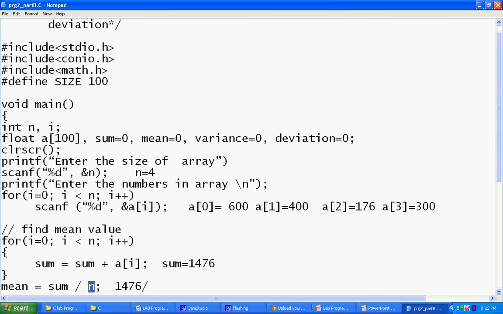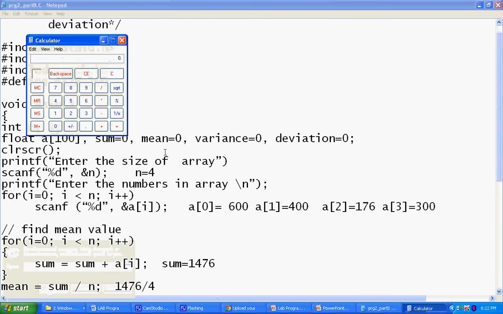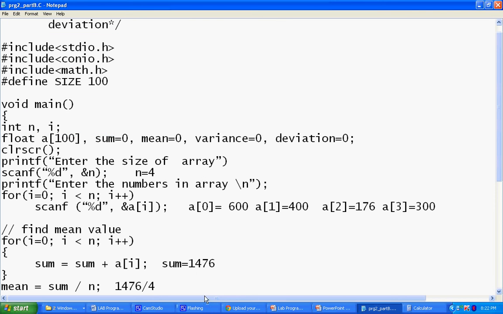In the calculator, when I type 1476 divided by the value 4, it gives me 369. So I am just going to keep the value 369 here. This is the value I got as the mean value. As we know, the mean value is going to be the average value. We are just going to print this average value as 369 over there.